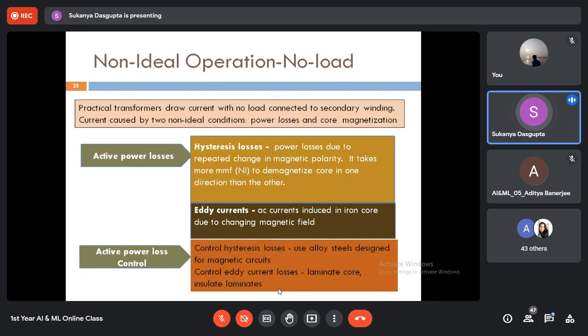And how to control these two losses? Hysteresis losses can be controlled by using alloy steels for magnetic circuits, and eddy currents can be controlled if you use a laminated core, if you use insulation between the laminations. If you provide the insulated lamination, then it can be controlled.